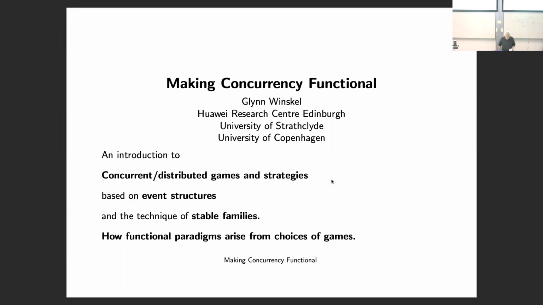Okay. Clear. Yes. So you said the two-player single arena game, you said in the distributed setting it gets more complicated. Does it get more complicated than forest trees? Yes, I'll come to that shortly. You'll see an example shortly.